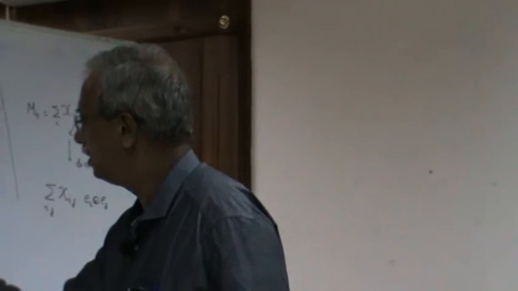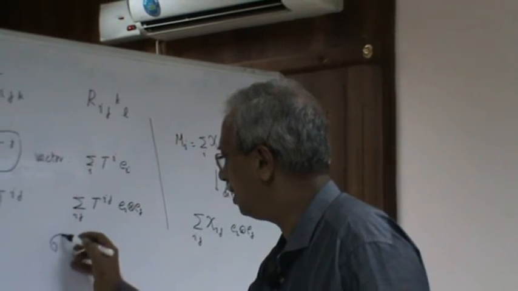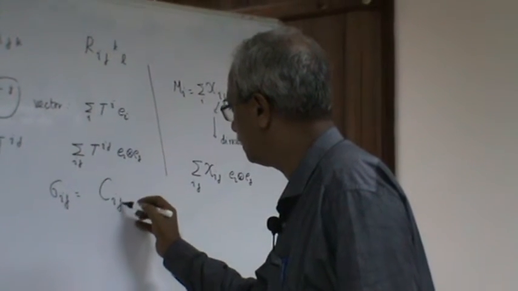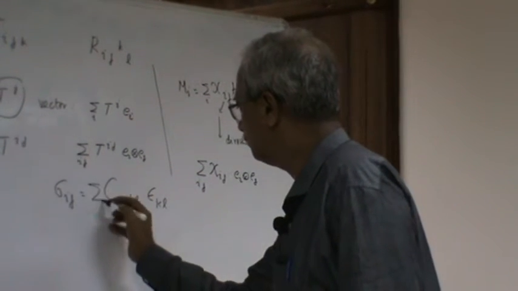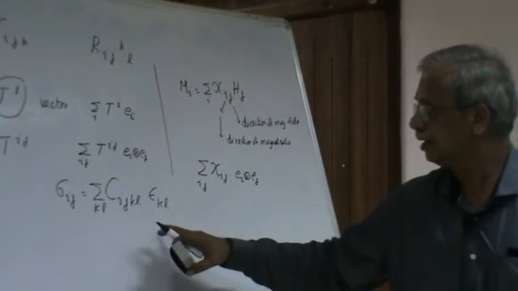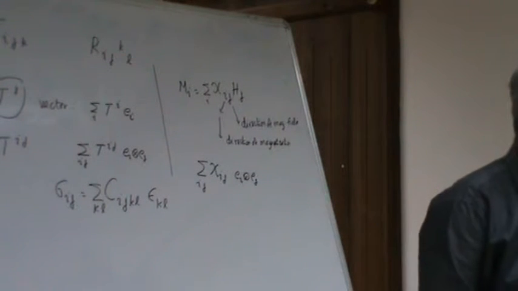Likewise, if you look at elasticity, you will have something like this: sigma ij equals some elastic constant Cijkl times epsilon kl. Have you seen this notation? Stress is equal to strain times the elastic constants. Can you see this here?